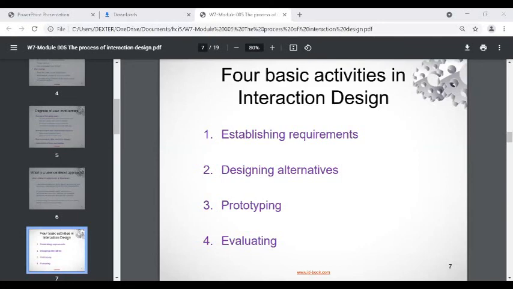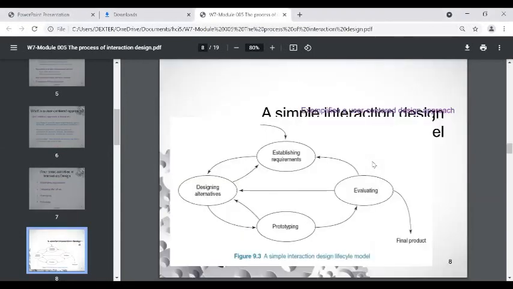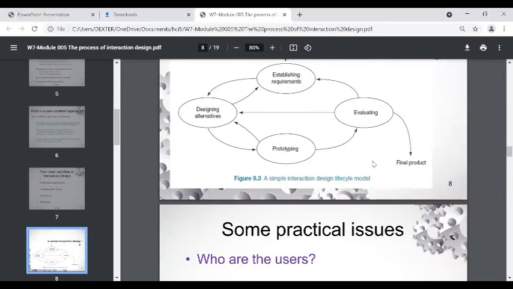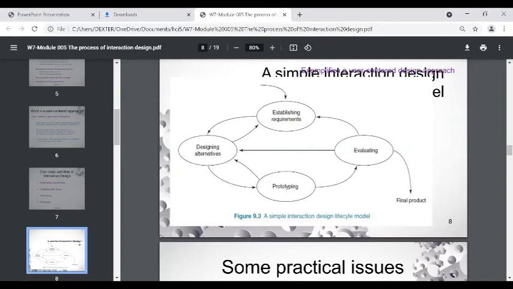So the activities to discover requirements, design alternatives, build prototypes, and evaluate them are fed back into the further design to identify alternative requirements. Okay, so next, a simple interaction design life cycle model.